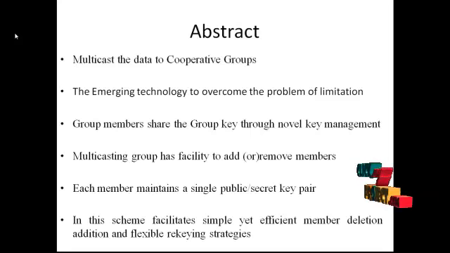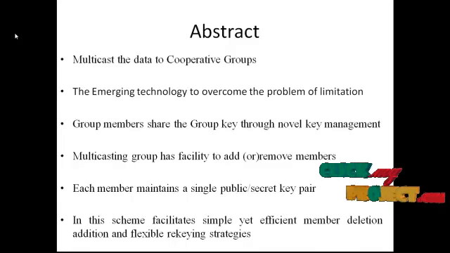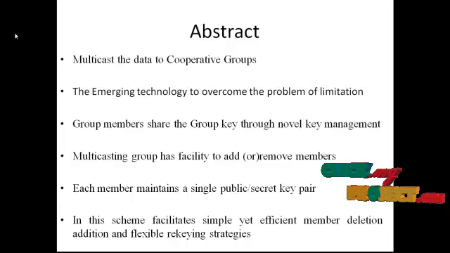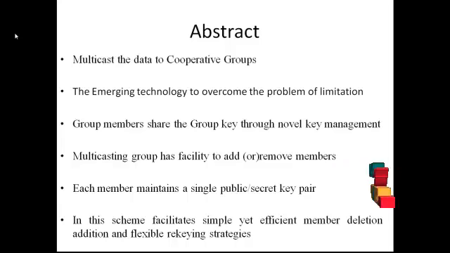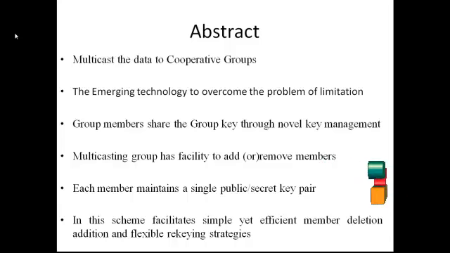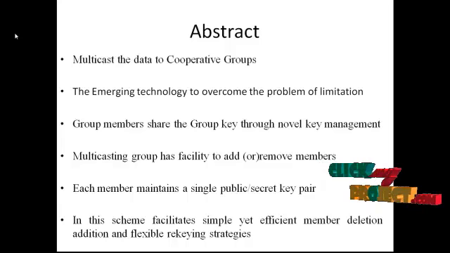Our project title is Fast Transmission to Remote Cooperative Groups, a New Key Management Paradigm. Multicasting data to cooperative groups is the emerging technology to overcome the problem of limitation. Group members share the group key through novel key management. The multicasting group has the facility to add or remove members. Each member maintains a single public secret key pair. This scheme facilitates simple yet efficient member deletion, addition and flexible rekeying strategies.